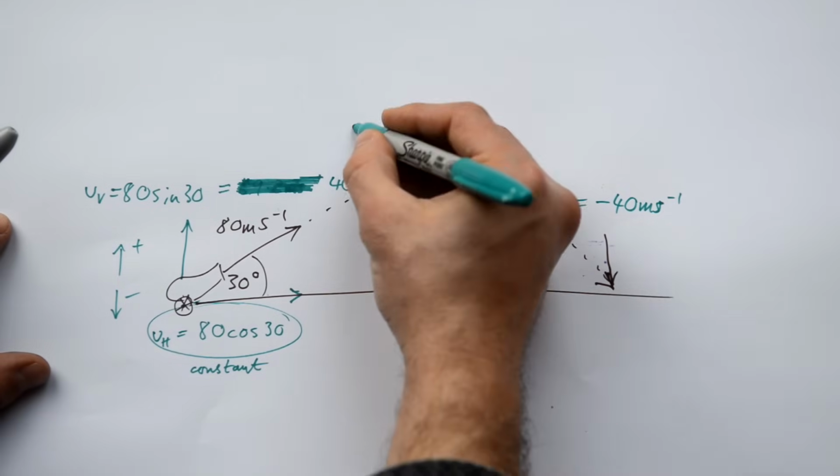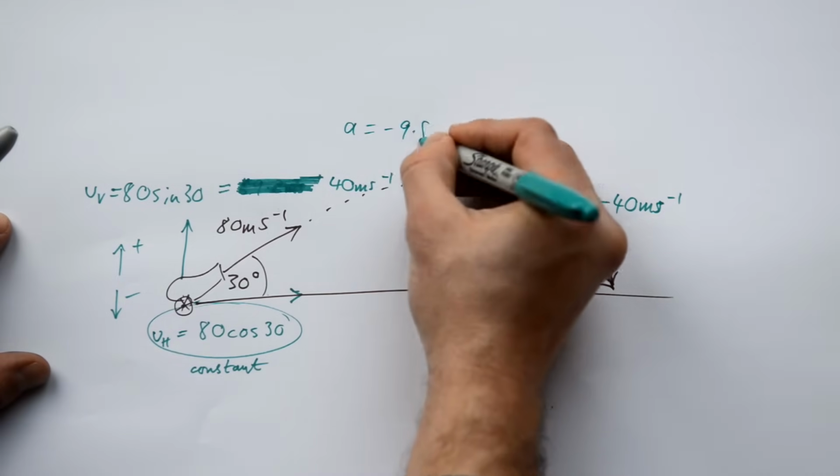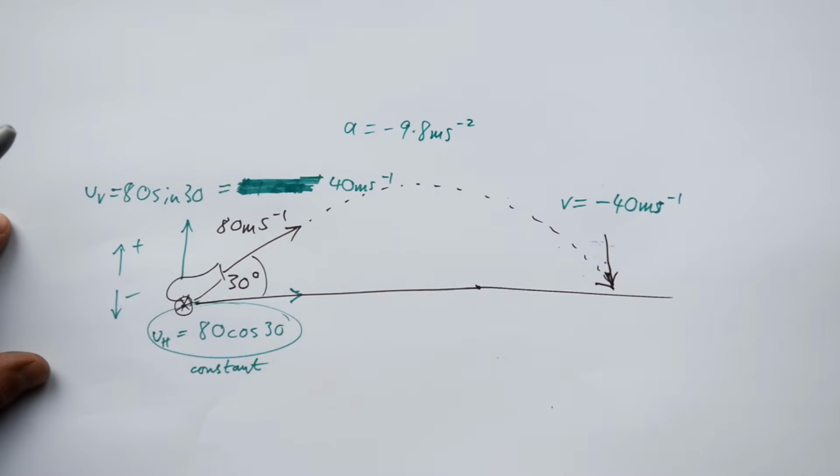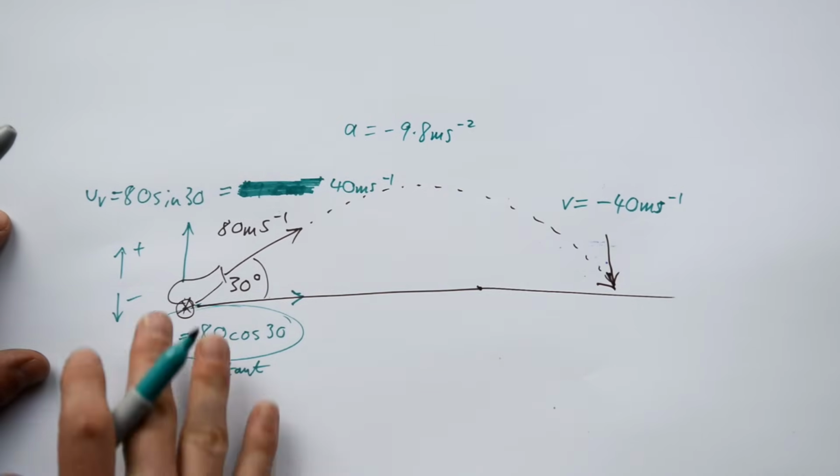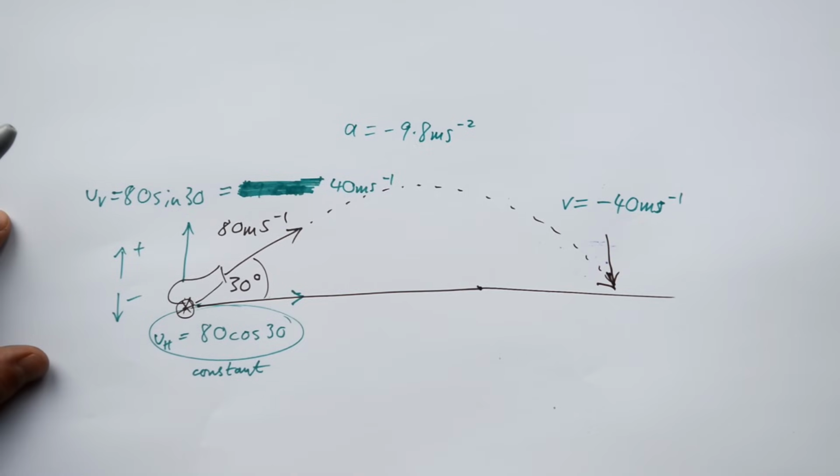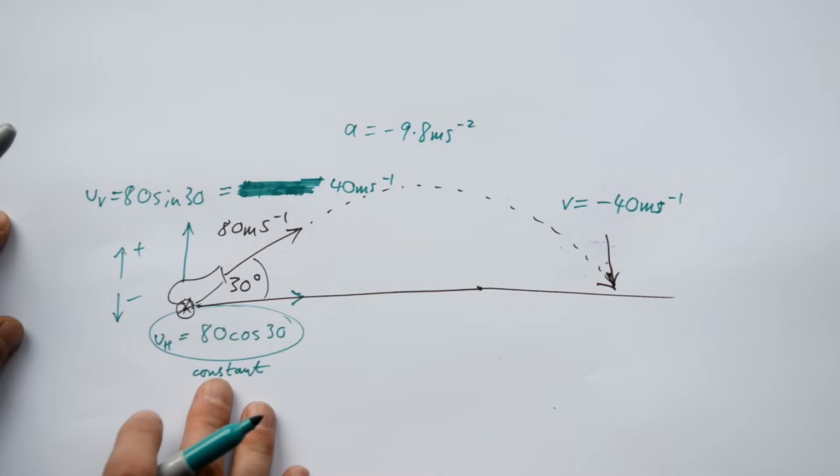Of course, a in this case is going to be minus 9.8 meters per second squared because it's accelerating downwards even though it's going upwards to begin with. So that's the difficult bit. As soon as you resolve your resultant speed velocity into horizontal and vertical components, you treat it just the same as the previous question that we saw with Bob jumping off the cliff.